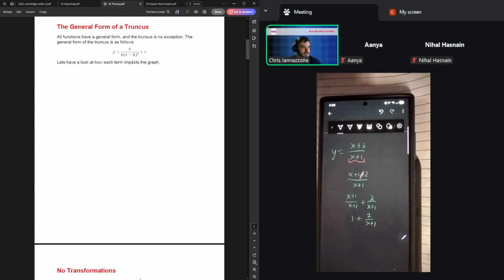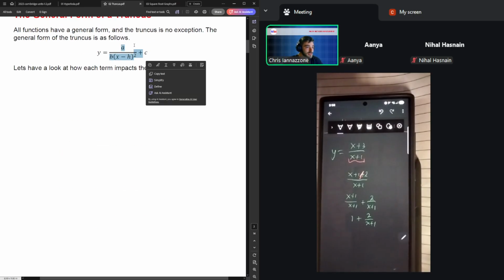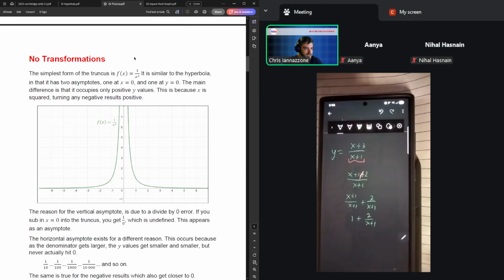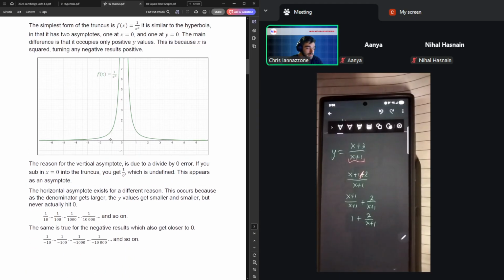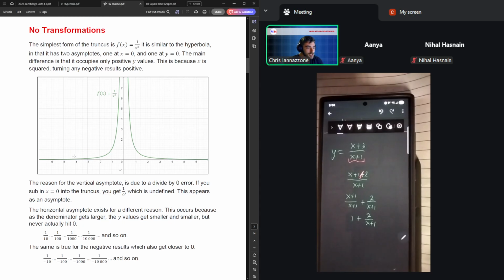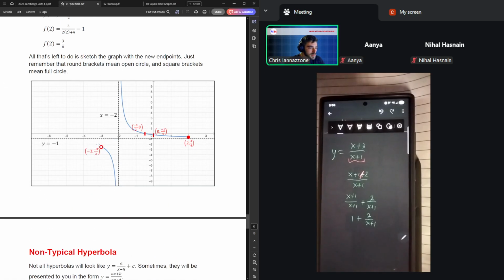Truncus, a very similar graph. You'll notice it's almost identical, with the exception of the fact that the x term is now squared, and any of the factors involving the x are squared. So what's going on? A similar shape, actually. You can think of it as a hyperbola that's been flipped up on both sides. Right? So not only do you have the first quadrant, but you now also have the second quadrant. You're taking this part of it and then shoving it up here.